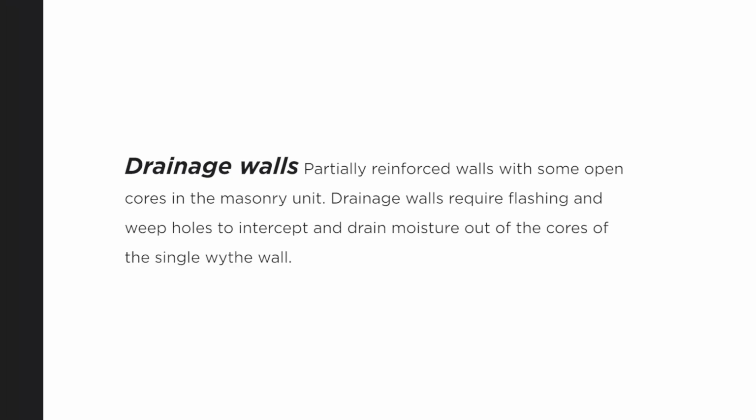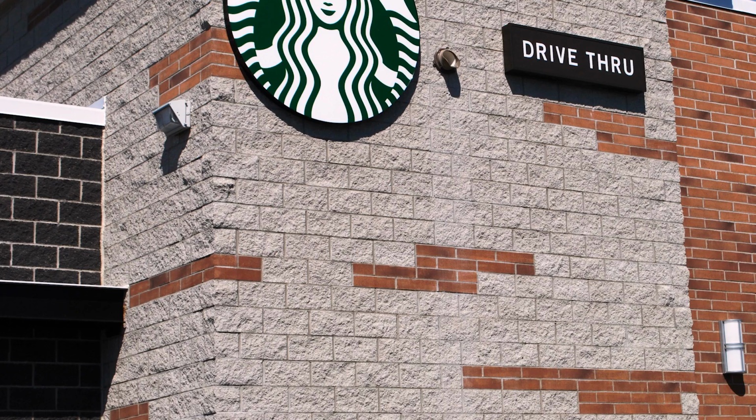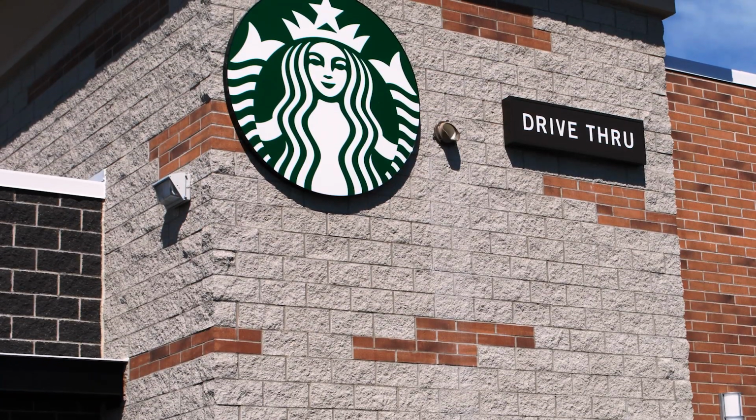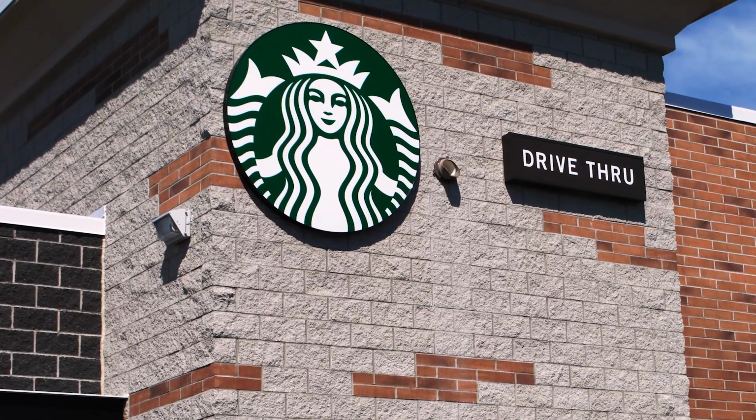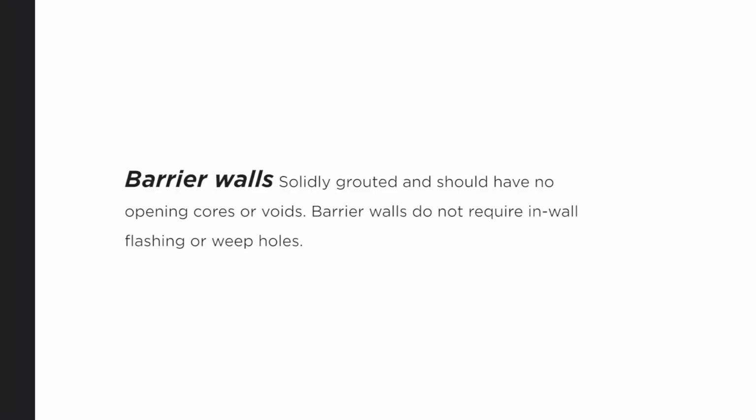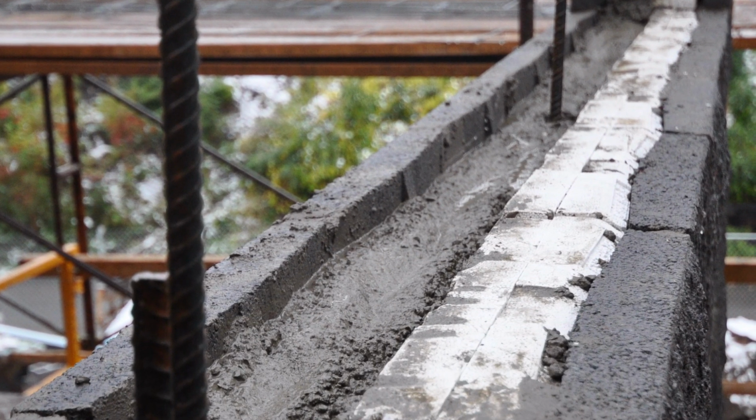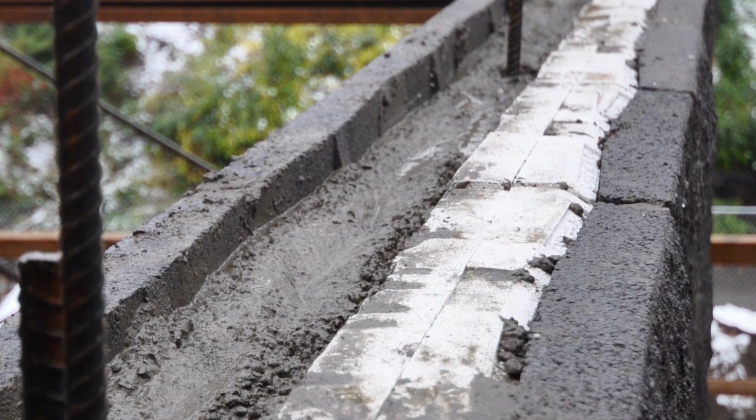Drainage walls are partially reinforced walls with some open cores in the masonry unit. Drainage walls require flashing and weepholes to intercept and drain moisture out of the cores of the single-width wall. Barrier walls are solidly grouted walls and should have no open cores or voids. Barrier walls do not require in-wall flashing or weepholes.